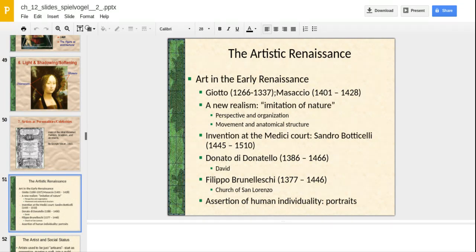Art in early Renaissance: new realism, imitation of nature, basically. Perspective and organization, movement and anatomical structure. You're going to have paintings where people are moving in them, structurally and anatomically correct. Now, as you know, here's a big name you need to know: Donatello, who's earlier than the other three Ninja Turtles, if you will, the other three main Renaissance men we know and talk about. Brunelleschi, he redesigns the Church of San Lorenzo, so it's architecture as well in the Renaissance.